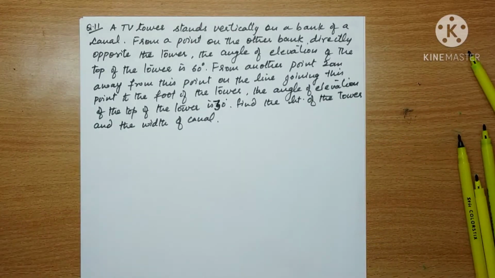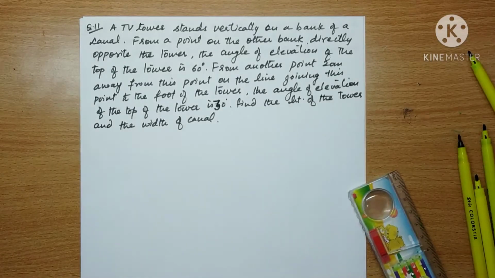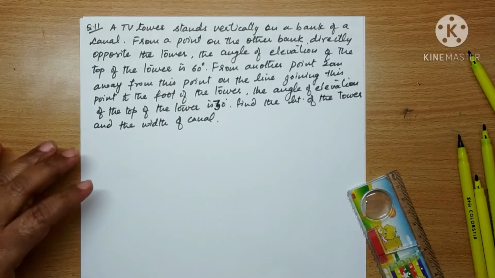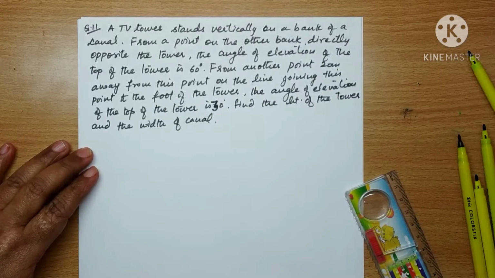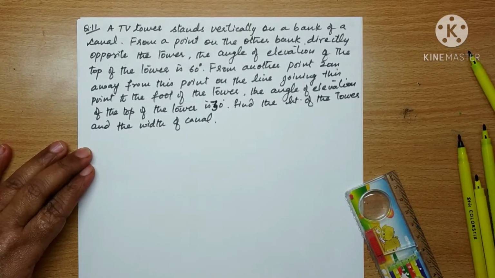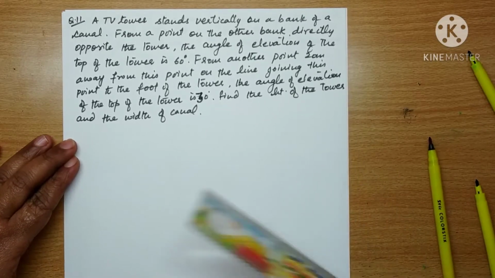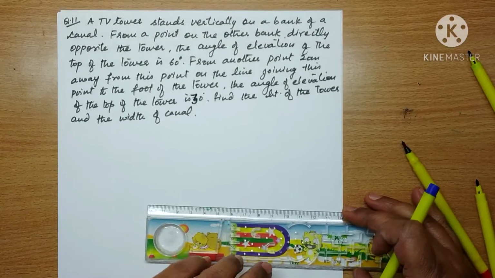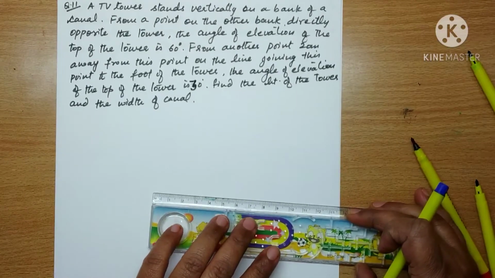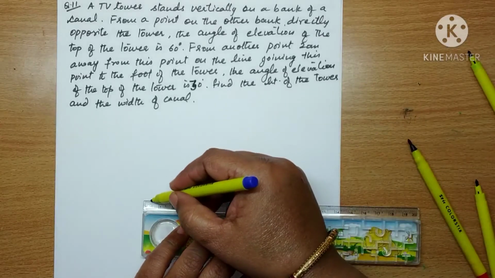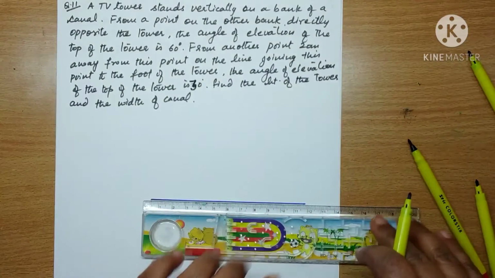A TV tower stands vertically on a bank of a canal. From a point on the other bank directly opposite the tower, the angle of elevation of the top of the tower is 60 degrees. From another point 20 meters away from this point, on the line joining the point to the foot of the tower, the angle of elevation of the top of the tower is 30 degrees. Now the figure is given in the book. Let's not copy it from the book.